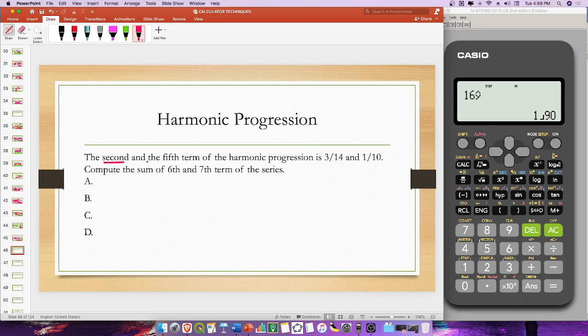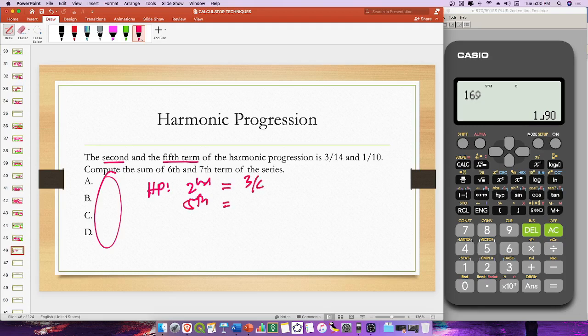So I hope you are still with me. This is actually a very long discussion because I have presented different problems here. Okay, where is my choices? I don't have choices here, but still we will be solving the values. The second and the fifth term of the harmonic progression, so let's write it here: harmonic progression, second term and fifth term.